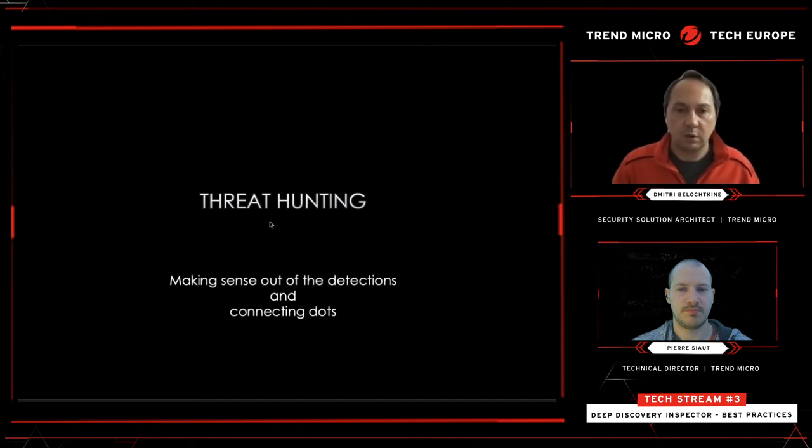So how would you do threat hunting with Deep Discovery Inspector? What do we need to do? What do we need to consider? How do we make sense out of the different detections, and how do we connect the dots?